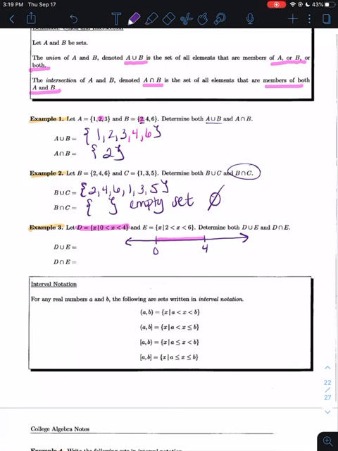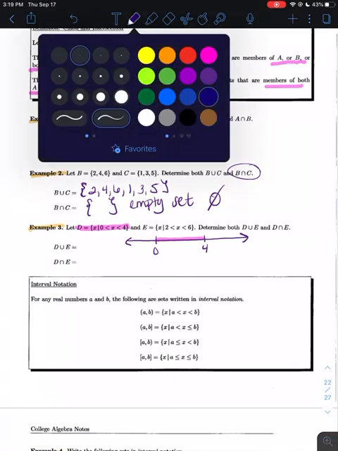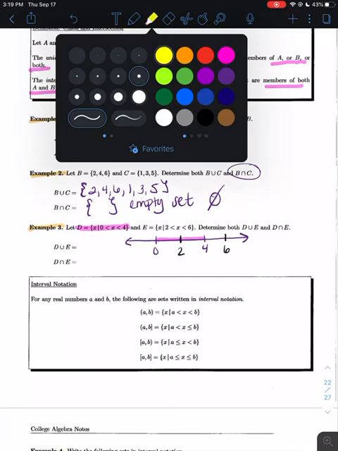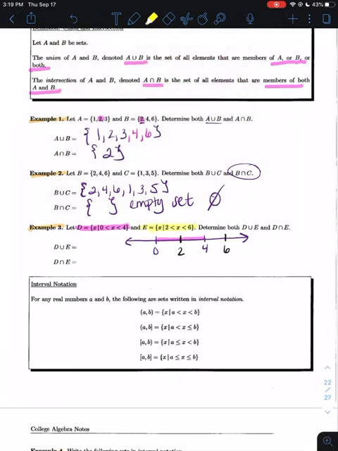Then E would be numbers from 2 to 6. Well, where's 2 located? Let's do 2 would be here. And let's say 6 is over here. So let me use a different color to represent E. So for E, I'm going to do this yellow. Might need to do a little bit darker, so let's see, green.